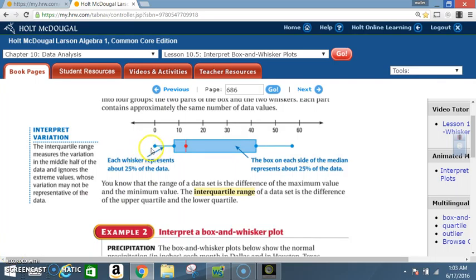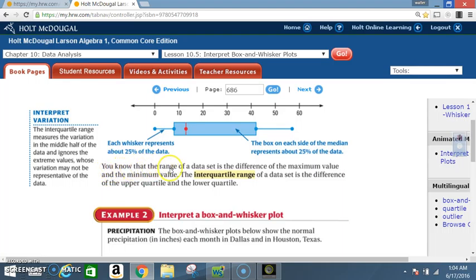All right, so here's another way of looking at this. From here to here, 25%. From here to here, 25%. From here to here is also 25%. From here to here, 25%. So 25%, 25%, 25%, 25%.